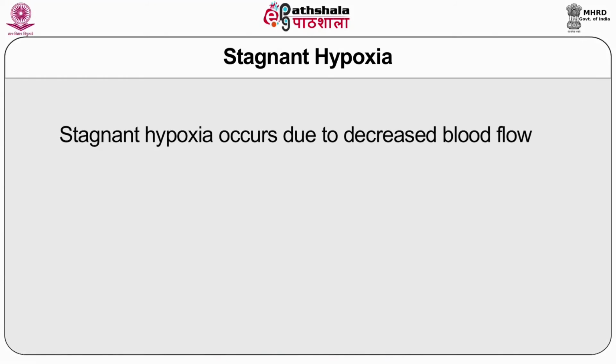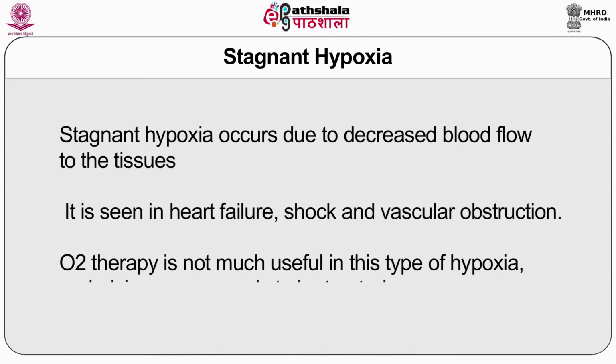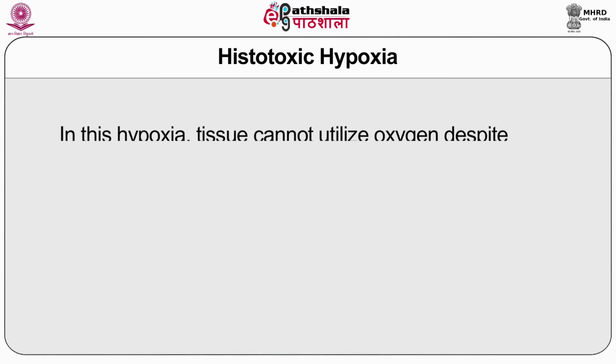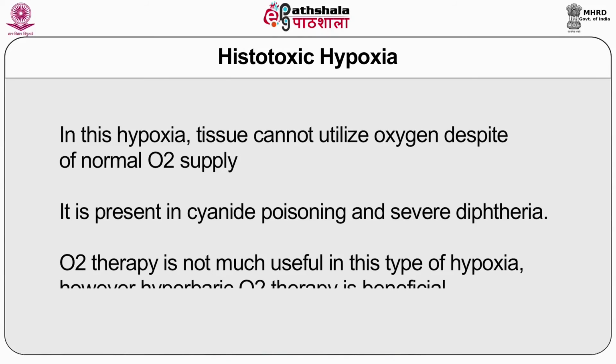The next type of hypoxia is stagnant hypoxia, which occurs due to decreased blood flow to the tissues. It is seen in heart failure, shock, and vascular obstruction. Oxygen therapy is not much useful in this type of hypoxia, as the underlying cause needs to be treated. In histotoxic hypoxia, tissue cannot utilize oxygen despite a normal oxygen supply. It is present in cyanide poisoning and severe diphtheria. Oxygen therapy is not much useful in this type of hypoxia. However, hyperbaric oxygen therapy is beneficial.